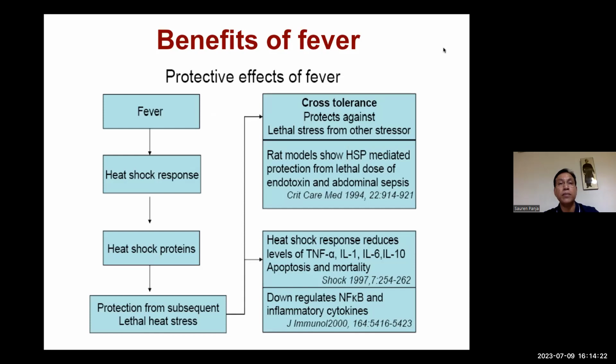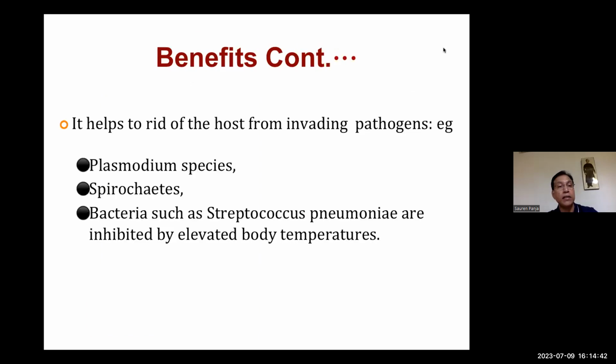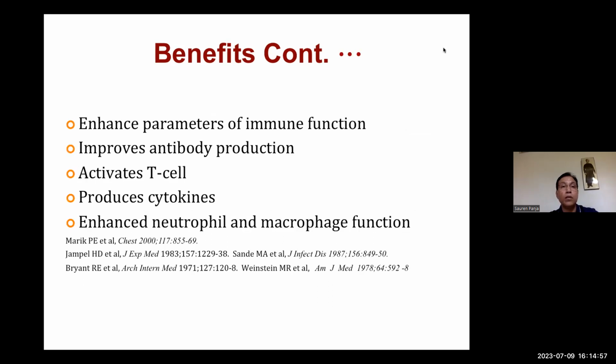And there are certain benefits of fever, so I am not going into details. Fever usually gives our body some kind of protection by defined molecular mechanisms, and the cells destined for immunity become more and more competent, and different kinds of cytokines give rise to changes in our body. Ultimately the host benefits by getting rid of different kinds of microorganisms, particularly plasmodium species, spirochetes, and bacteria. The benefits also include enhanced parameters of immune function, improved antibody production, activated T cells, production of different cytokines, and enhanced neutrophils and macrophages. And these cytokines also inhibit the propagation or the population of bacteria or different kinds of microorganisms inside the body.